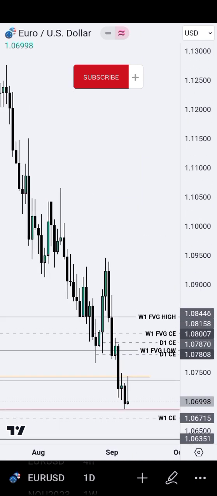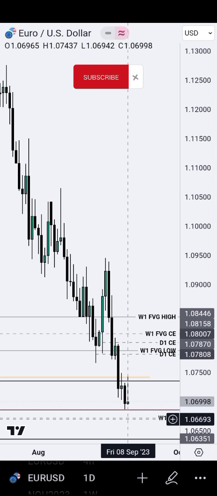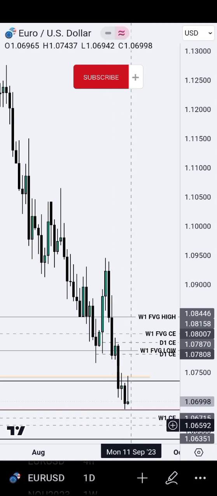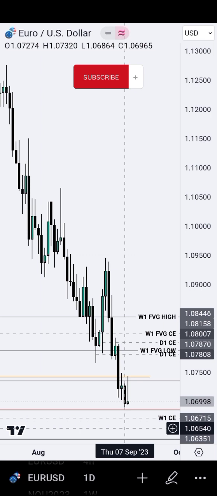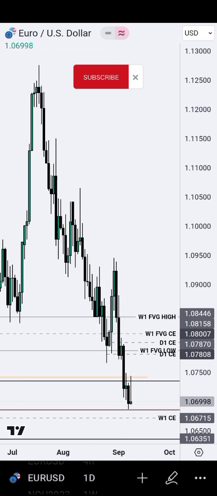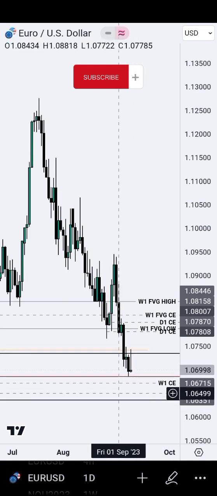And then continue trading lower. This is the consequent encroachment from the weekly time frame. You can see it's marked here, W1 CE. That CE stands for consequent encroachment. I want to see it trade lower and down to the sell side liquidity here.